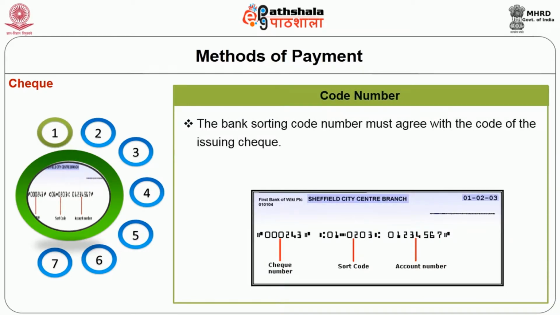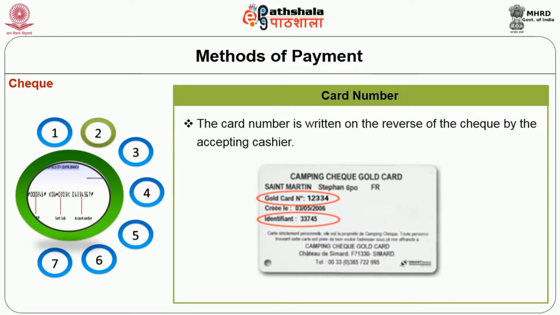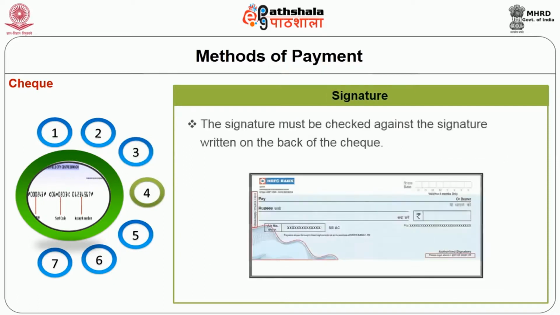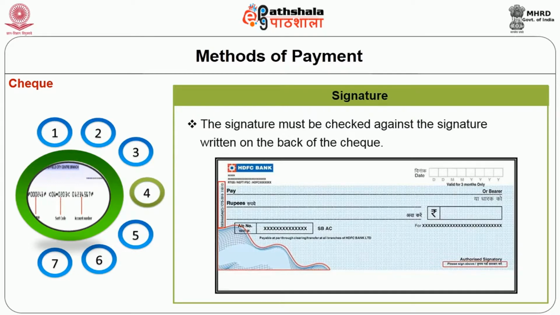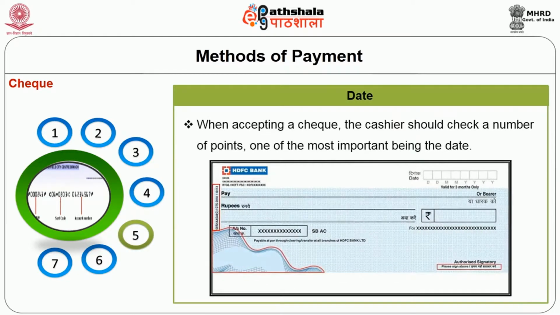The card number is written on the reverse of the check by the accepting cashier. The expiry date must be checked, and the card must be valid and not out of date. The signature must be checked against the signature written on the back of the check. And when accepting the check, the other important thing that the cashier should check is the number of points. One of the most important is the date on which the transaction is done and completed.